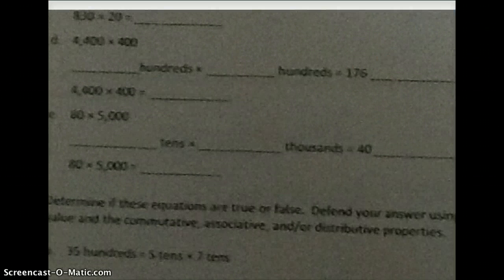For the next one, you have 4,400. How many hundreds are in 4,400? There are 44 hundreds in 4,400. How many hundreds are there in 400? There are 4 hundreds in 400. Then you need to multiply those two numbers together and put on the zeros. Your answer should have 4 zeros. I want you to try E.